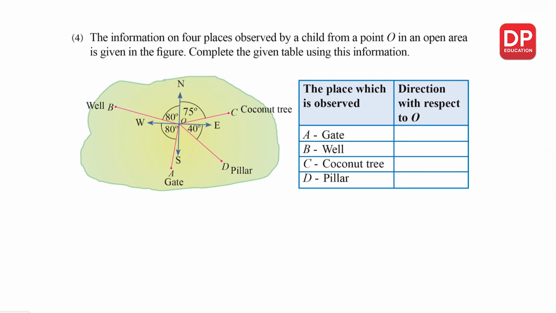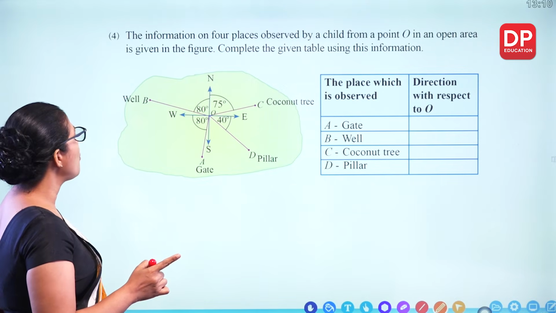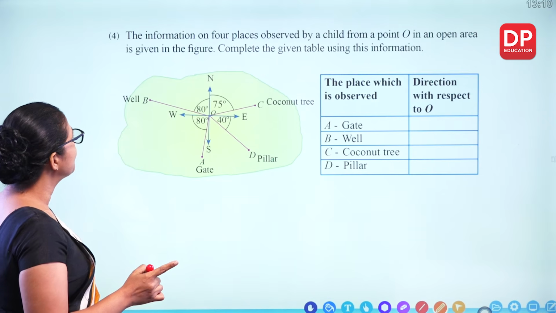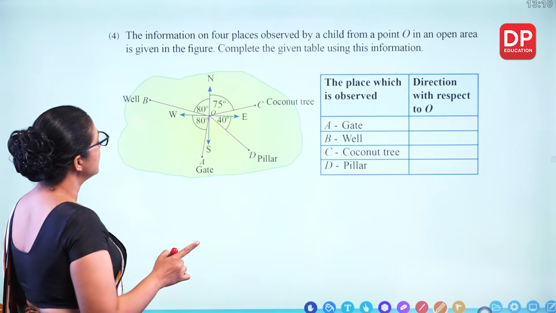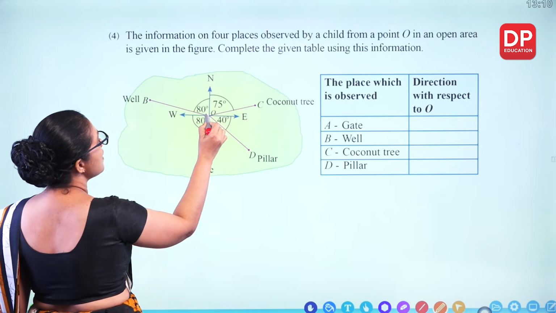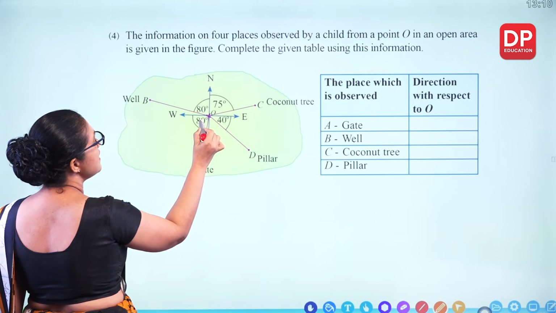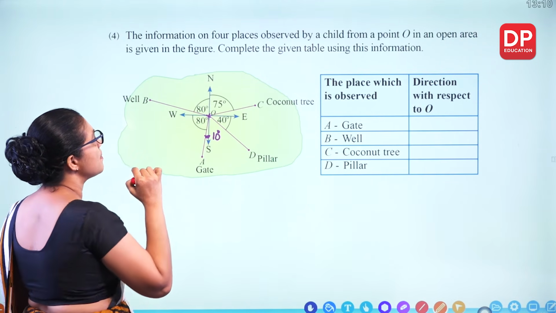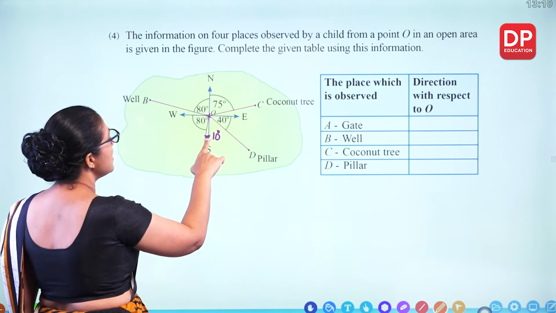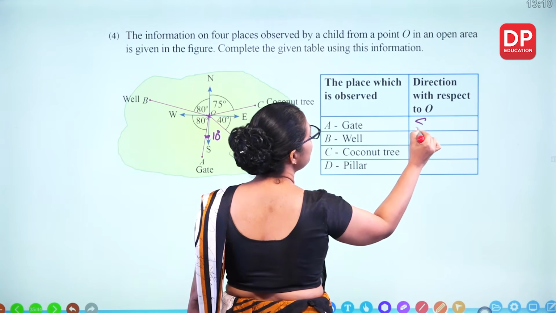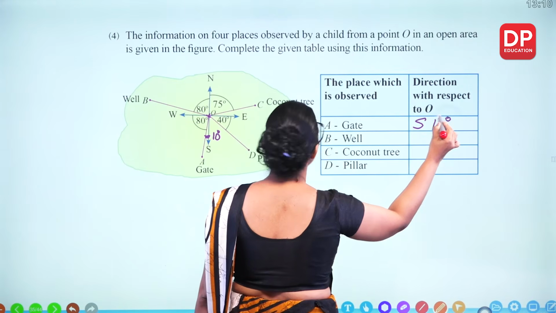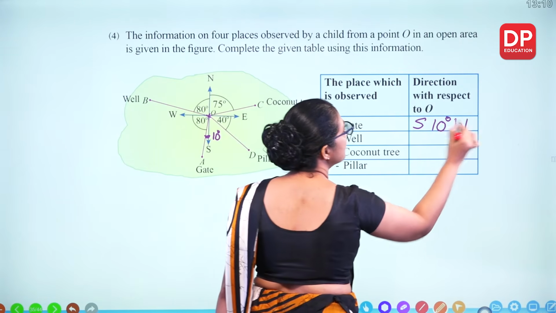The information on 4 places observed by a child from a point O in an open area is given in the figure. Complete the given table using this information. The place and the direction with respect to O. Gate. Where's the gate? Here. So you can say from here, this angle is 80 and this is 10, 90 minus 80. So we can write from south 10 degrees towards west side.